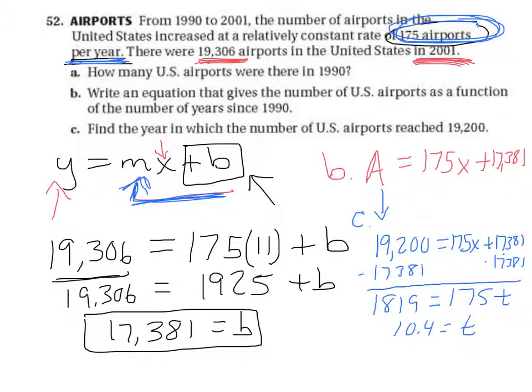So in what year? Well, if all of this mess started in 1990, and it takes 10 years to get to this number, well, 10.4, you add 10.4 to 1990, and you're somewhere in the year 2000. So what year? I think it's 2000.